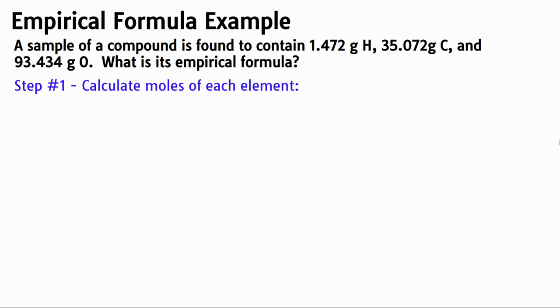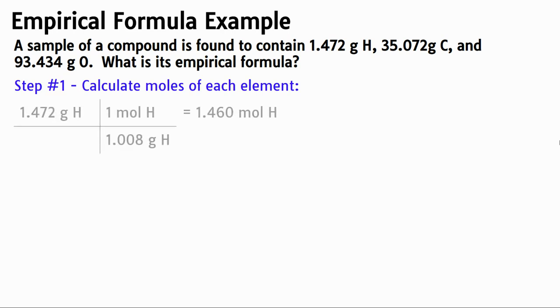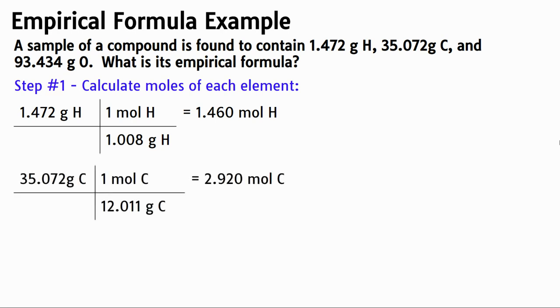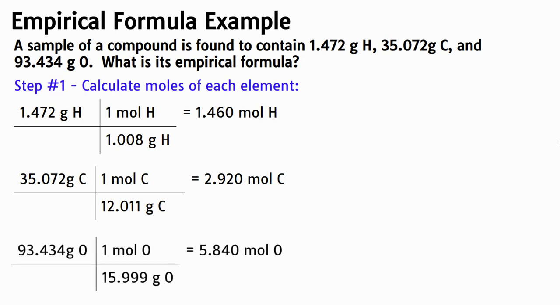Step 1, find the moles of each element. Now you all know how to do this. We'll use the molar masses from the periodic table. So first, for hydrogen, I would start with my given mass, use hydrogen's molar mass, and then I would find the moles. Do the same thing for carbon, that it's almost 3 moles, and then finally oxygen, 5.8.